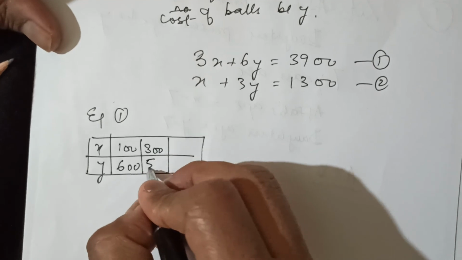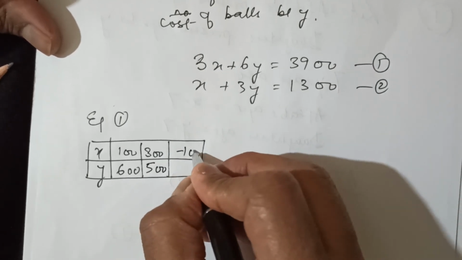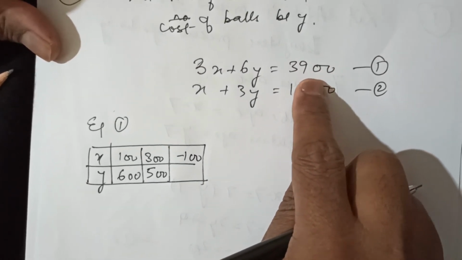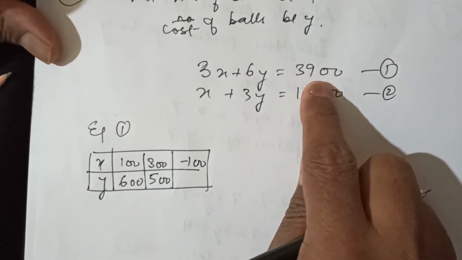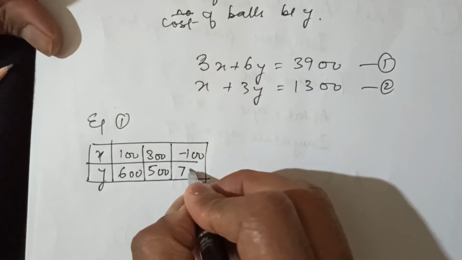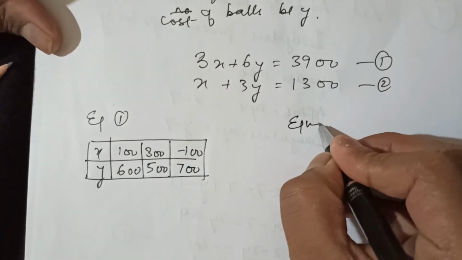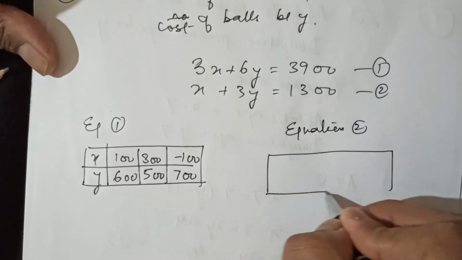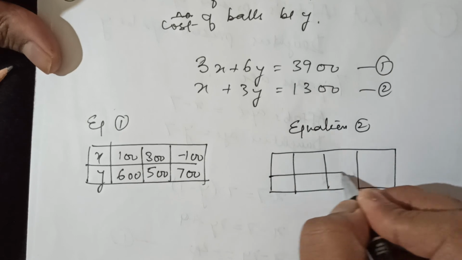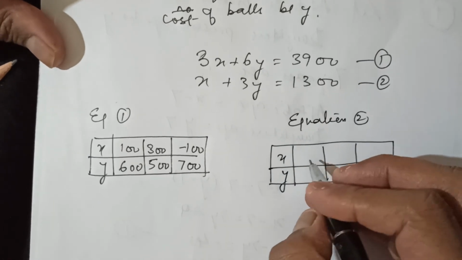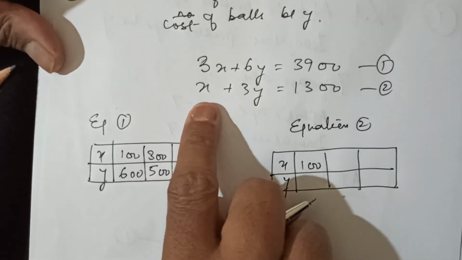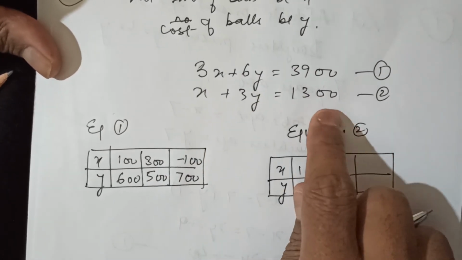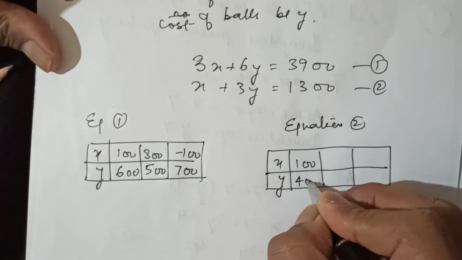That gives you 500. Then we take minus 100. That becomes minus 300. Goes to the other side. It becomes plus 300. That is 4200 divided by 6 makes it 700. Now we also make a table for equation 2. So this is x and this is y. We take x as 100. So 100 goes to this side. It becomes 1200. So 1200 divided by 3 makes it 400.